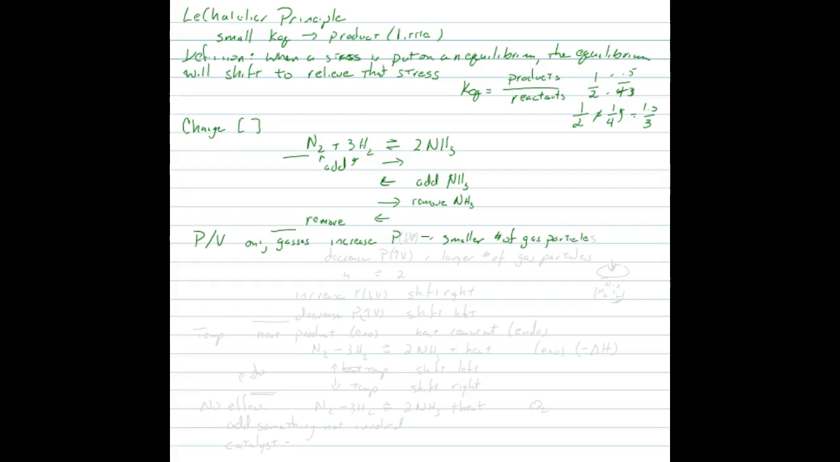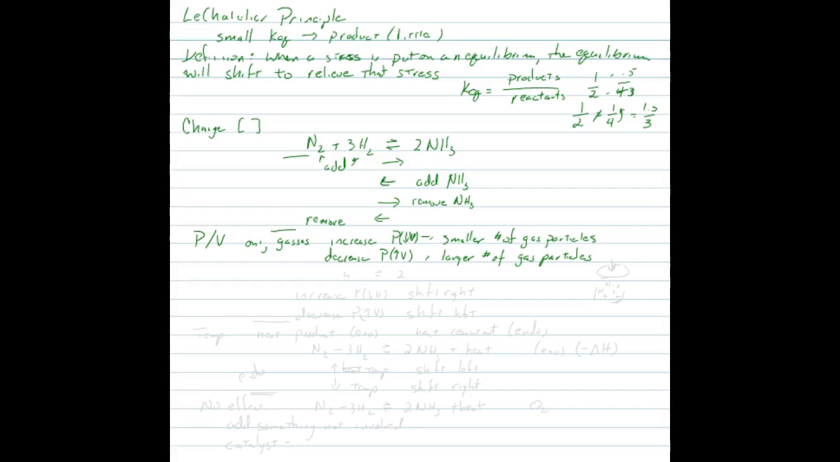So what you do is you count how many gas particles you have on each side. If you decrease the pressure, you're not squeezing anymore, you're allowing it to expand, and so the gases want to spread out as much as they can. If that happens, then you go to a larger number of gas particles. So if you increase the pressure, which is decreasing the volume, you're squeezing it. If you decrease the pressure, which is increasing the volume, then it expands. Either one of those will do it.